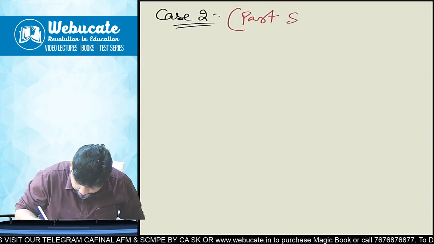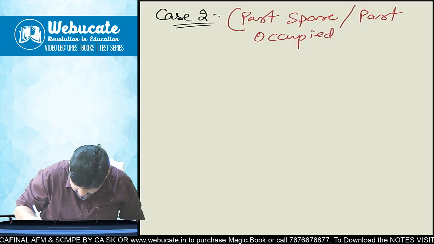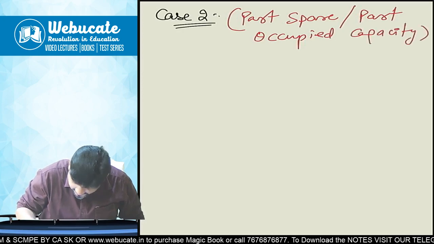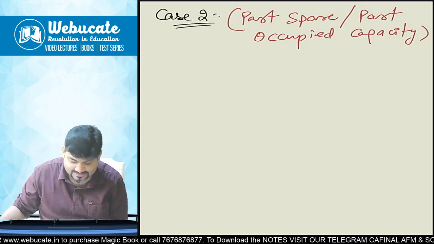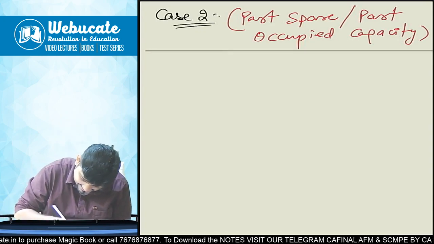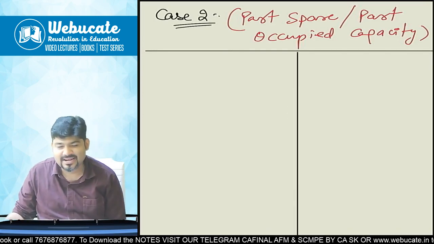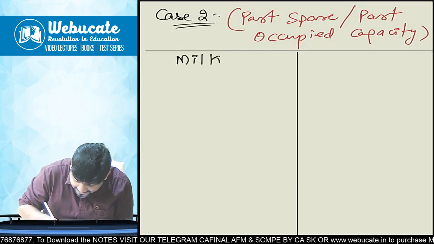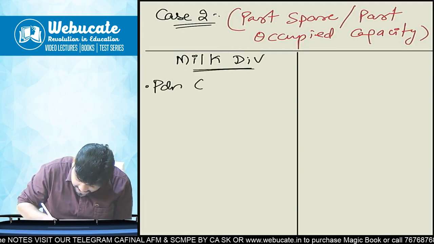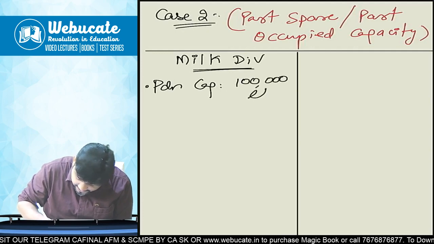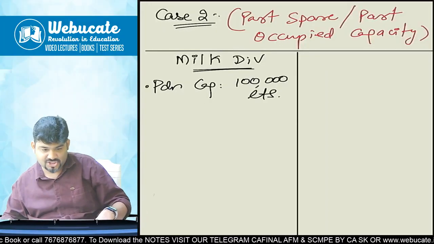Part spare, part occupied capacity. Done? Sure. Let's start. Again, the example will be Amul, the taste of India. Milk division, curd division. Let's start. Here we write the milk division with a small twist now. Milk division, production capacity 1 lakh liters. Now here the external demand changes to 90,000 liters.